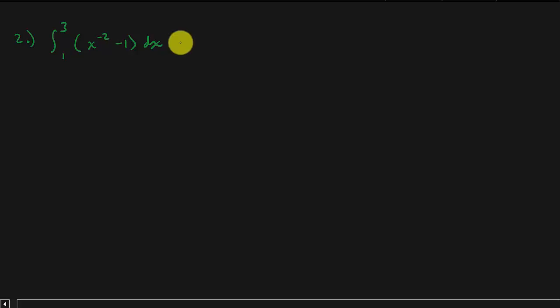All right, so let's integrate. So I've got x to the negative 1. We add 1 to the exponent, right? So that's negative 1. And then multiply by the reciprocal of your new exponent. And then minus, and then the antiderivative of 1 is x, and that's going from 1 to 3.